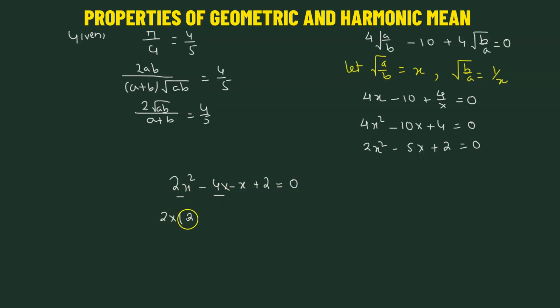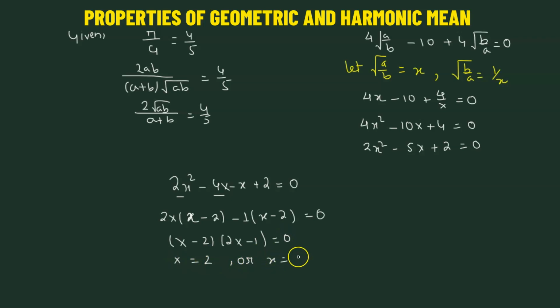we have 2x times (x minus 2). Minus, we are going to take -1 as the common factor, so we have x minus 2. This will equal 0. So we have x minus 2 multiplied by 2x minus 1 equals 0. So we get two values. x will equal 2 or x will equal 1/2.